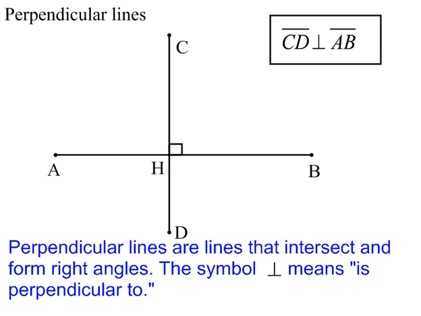The next definition is the definition of perpendicular lines. So perpendicular lines are lines that intersect and form right angles. The perpendicular symbol that we see here means is perpendicular to. So in our diagram here, we are told that CD is perpendicular to AB. Therefore, we have 90-degree angles here.